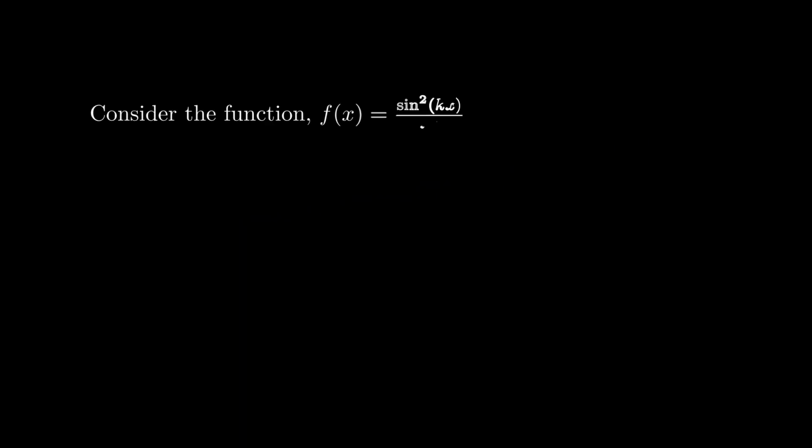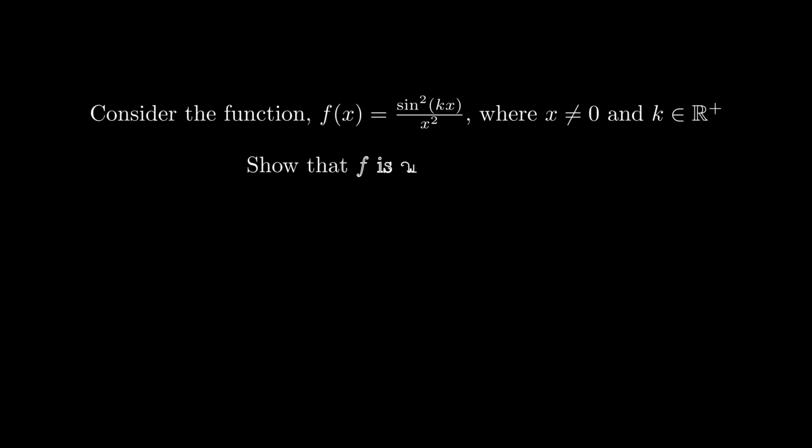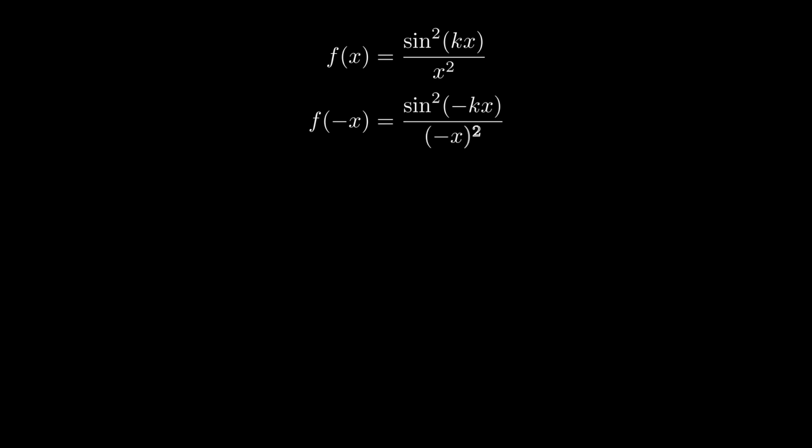Going back to the question, consider the function f of x is equal to sine squared kx all over x squared. How do we show that it is an even function? Well, as we saw, an even function is one that's symmetrical around the y-axis, and therefore an input of minus x should be the same as an input of x. And that's exactly what we do. We input minus x into our function and see does it come out the same. So doing that, we have sine squared of minus kx all over minus x squared.